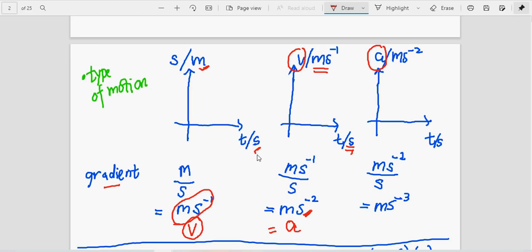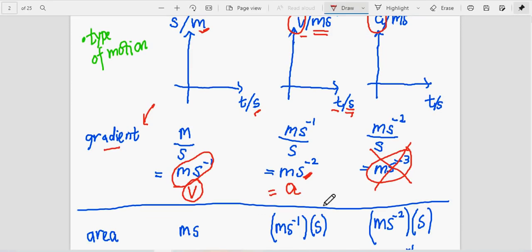And for the acceleration time graph, when we divide the vertical and the horizontal axis, we get the unit meter second negative 3. This does not represent any physical quantity. So if the question gives you a VT graph and asks you to determine acceleration, you can look for the gradient. Boleh faham? Next one.